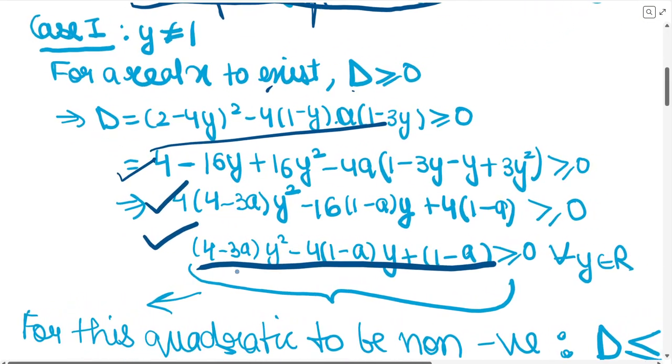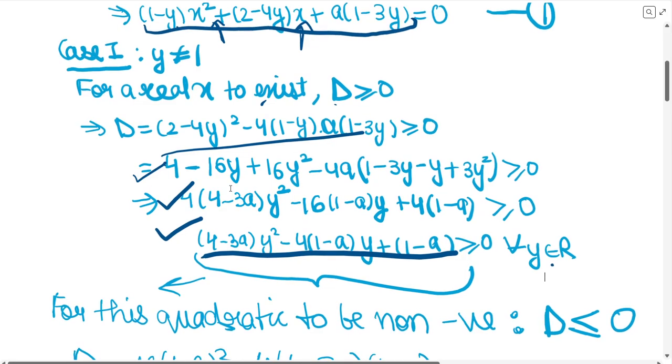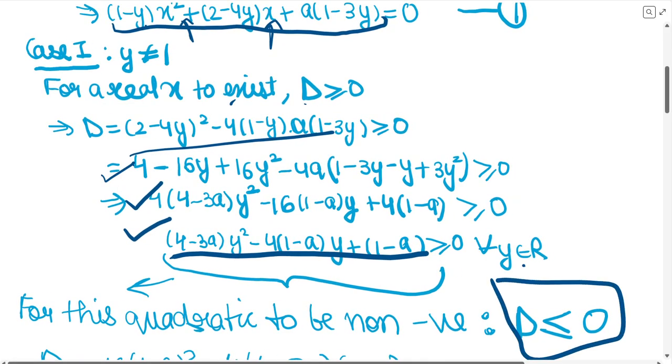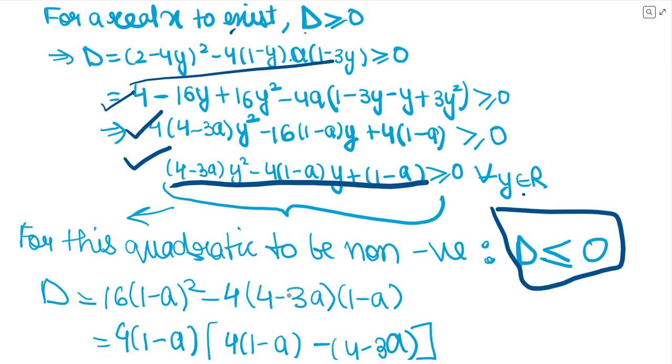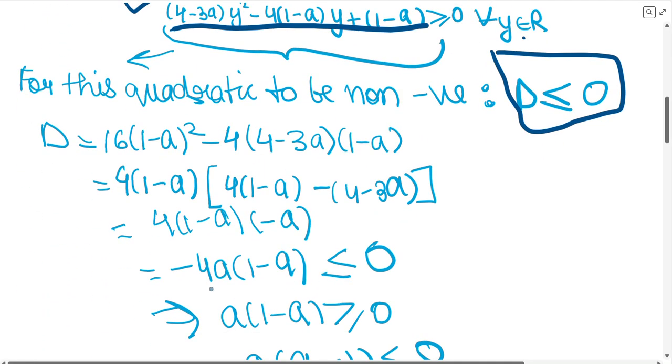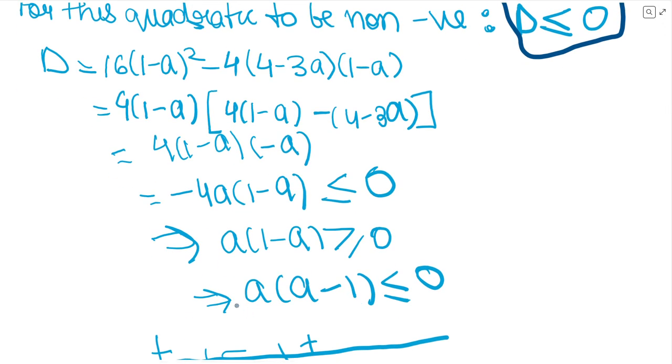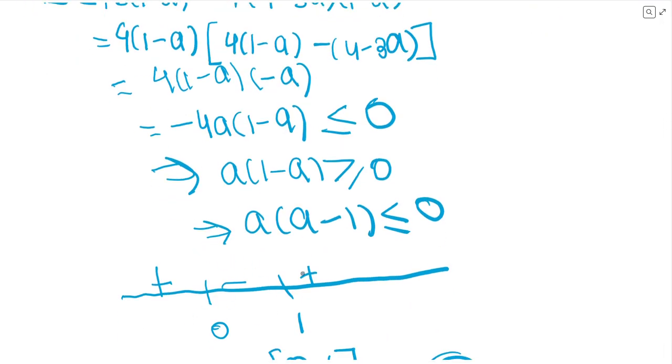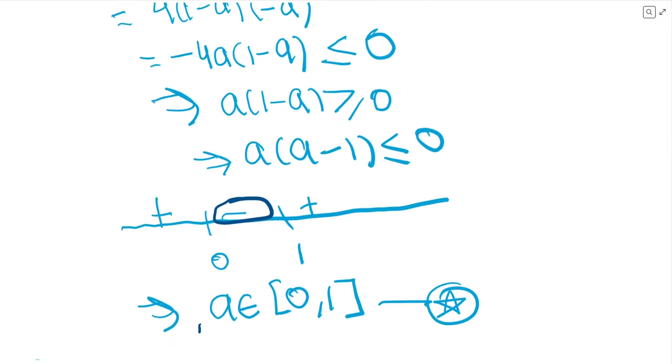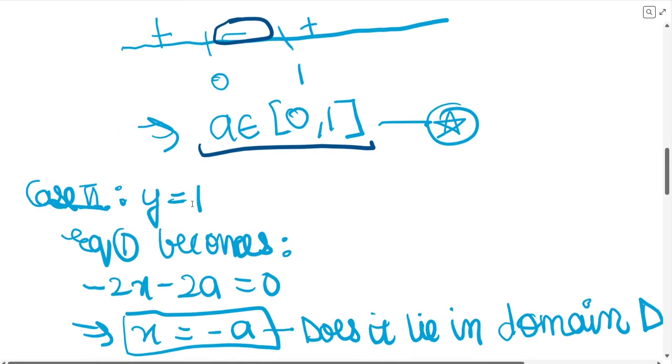Now, we are saying that this expression must be greater than or equal to 0 for all real values of y. For a quadratic expression to be non-negative, what is the condition? The discriminant must be less than or equal to 0. So we'll calculate the discriminant further till we get a(a − 1) ≤ 0. Then we'll plot the roots on the number line and see which interval is of use. Since it is negative, we'll take the negative interval. We'll finally get a belongs to [0, 1], where both are included.